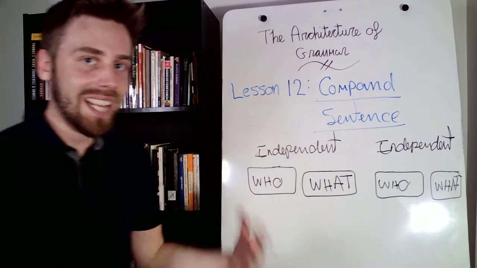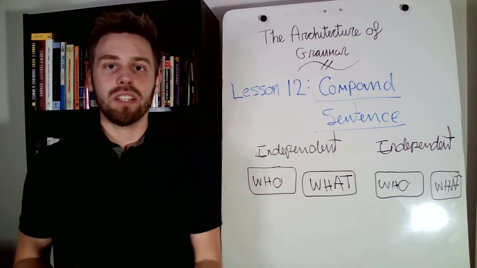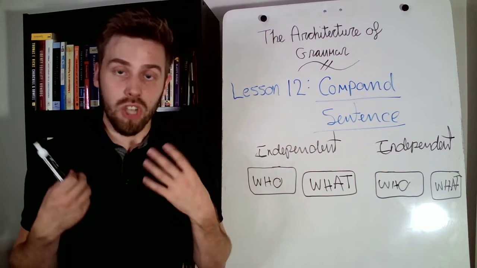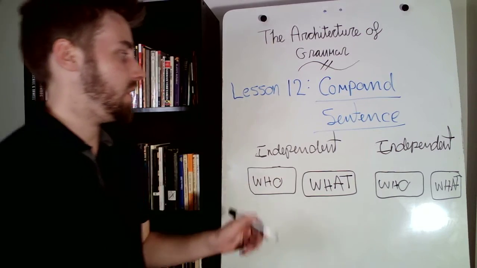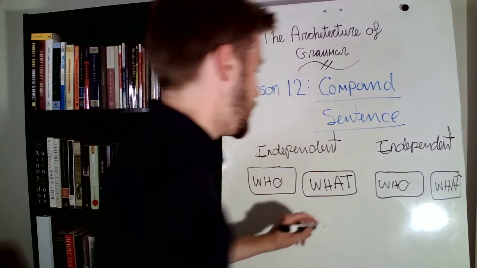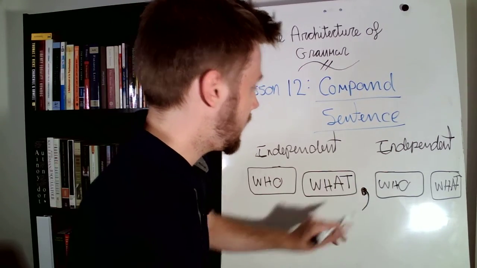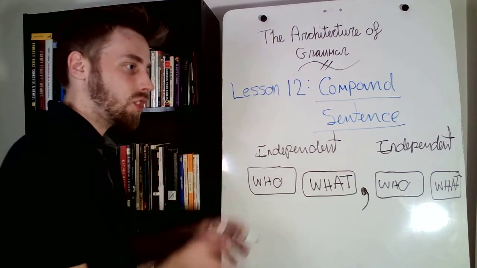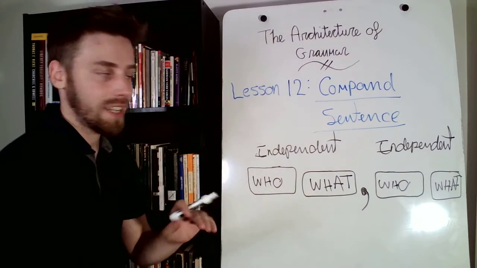Now, how do we connect them? Well, as you remember, conjunctions connect clauses. So what's going to happen here is that we're going to use one of these conjunctions. First of all, we're going to be using a comma, and we're going to be addressing commas in the punctuation section of this video series. We're going to be using a comma, and we're going to be using a conjunction.